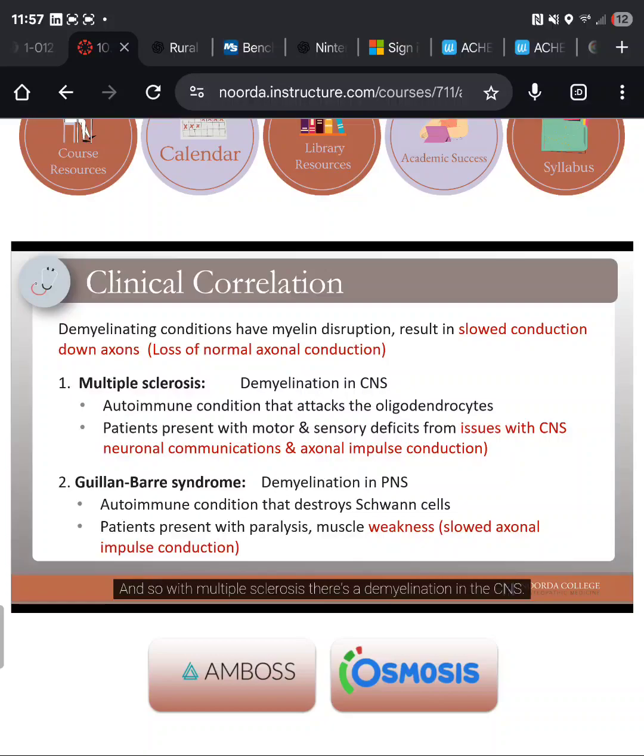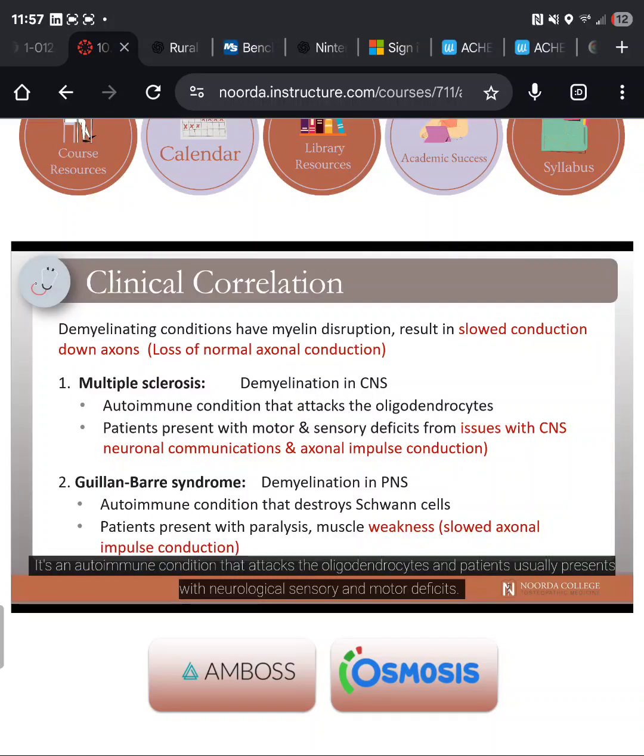With multiple sclerosis, there's a demyelination in the CNS. It's an autoimmune condition that attacks the oligodendrocytes, and patients usually present with neurological, sensory, and motor deficits. So keep in mind that in the CNS, neurons are unable to communicate with each other. We talked about axonal and dendritic transmissions in the neurons lecture. Just imagine those conductions are slowed, and that's going to cause various neurologic deficits.